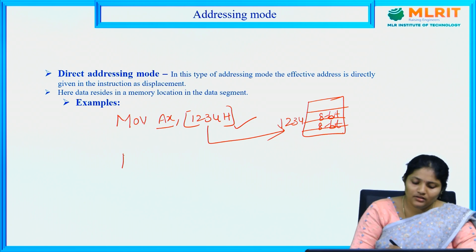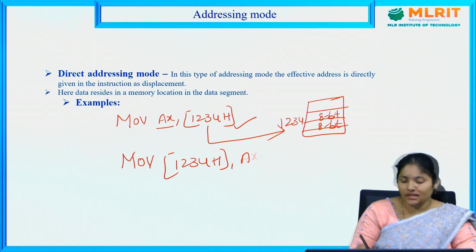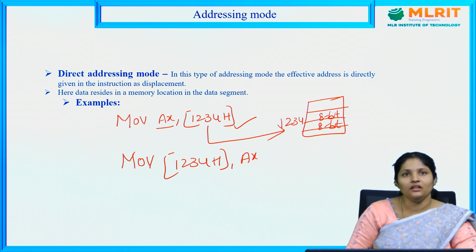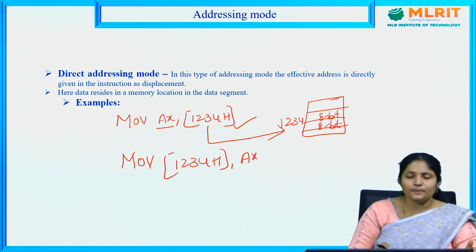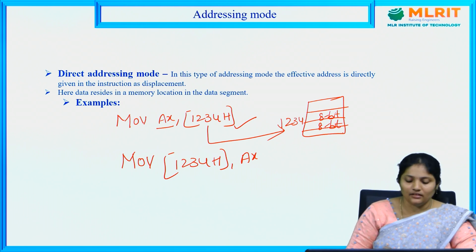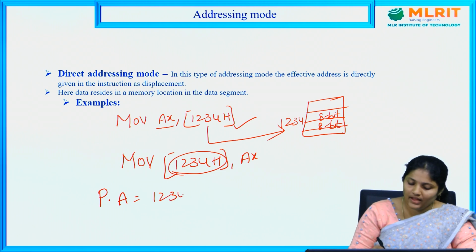You can also write like this. Here what the instruction is specifying is that the data present in AX will be moved into the location 1, 2, 3, 4. In this addressing mode, you can calculate the effective address or physical address by taking this 1, 2, 3, 4 as the offset address.